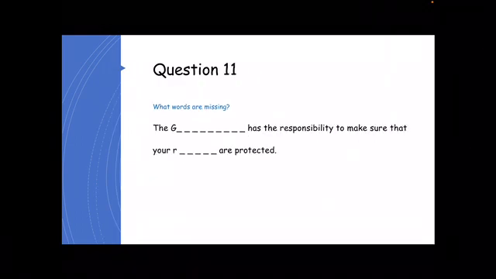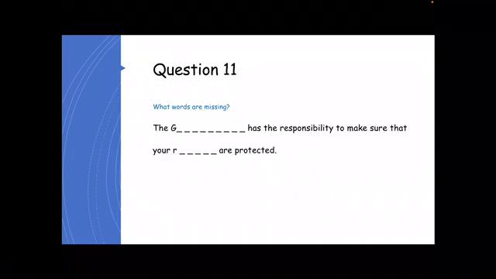Question 11. What words are missing? So there are two words I'm looking for here. The something has the responsibility to make sure that your something are protected. And again, I've put the starting letter for each word there for you. The fact that the G is a capital G might help you a little bit with this because it is the name of something. The something has a responsibility to make sure that your what are protected.